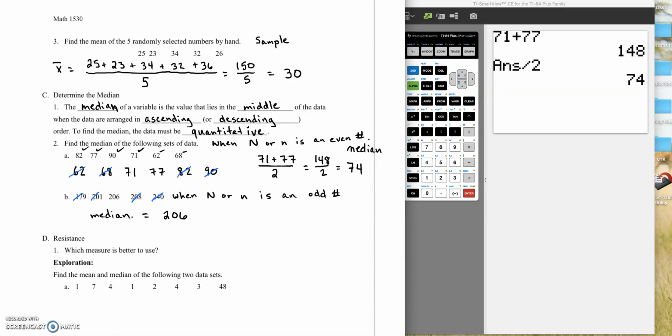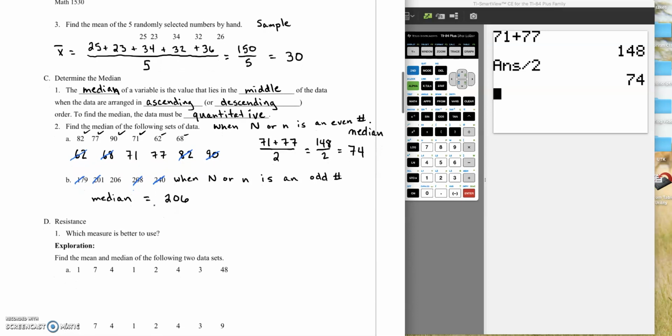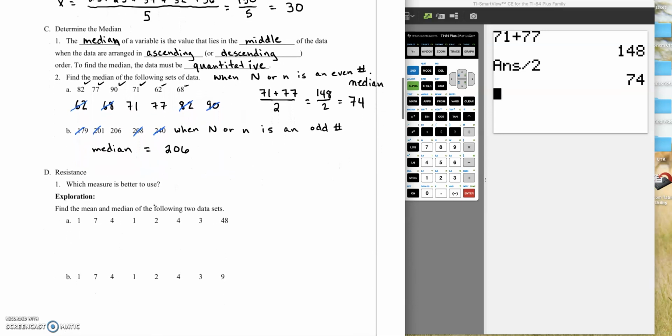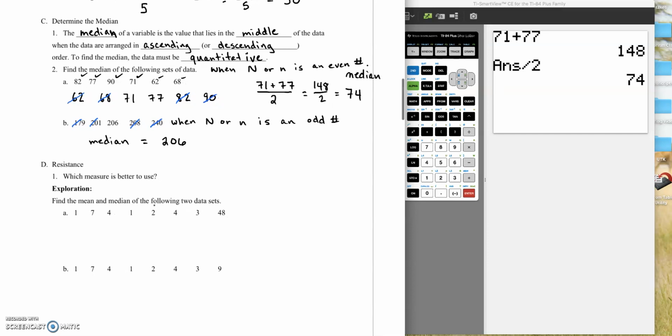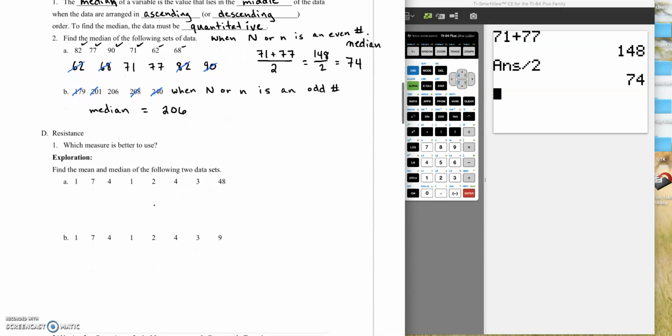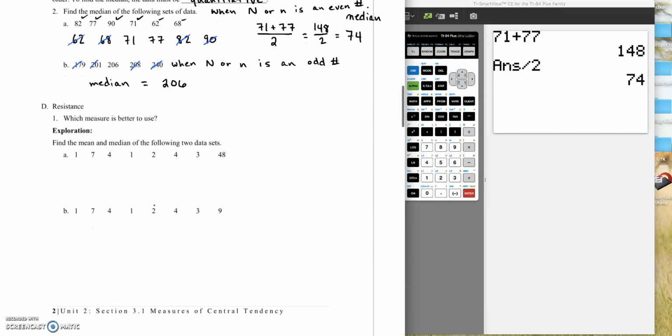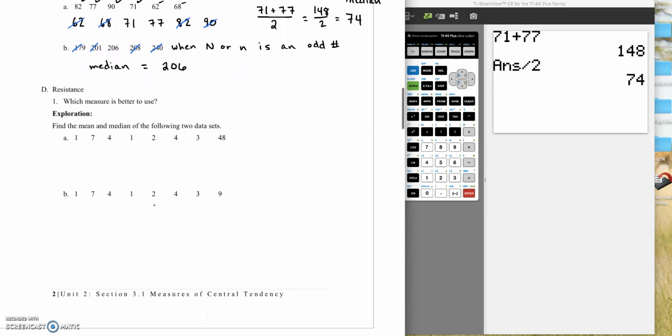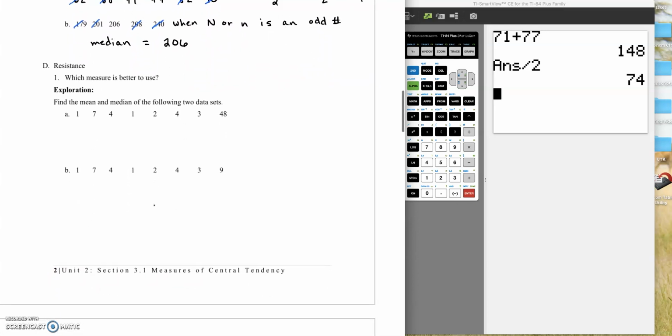Okay, now we need to talk about resistance and which measure it's better to use. So let's find the mean and the median of the following two data sets. We have 1, 7, 4, 1, 2, 4, 3, 48, and the second data set is exactly the same, except instead of a 48, we have a 9.